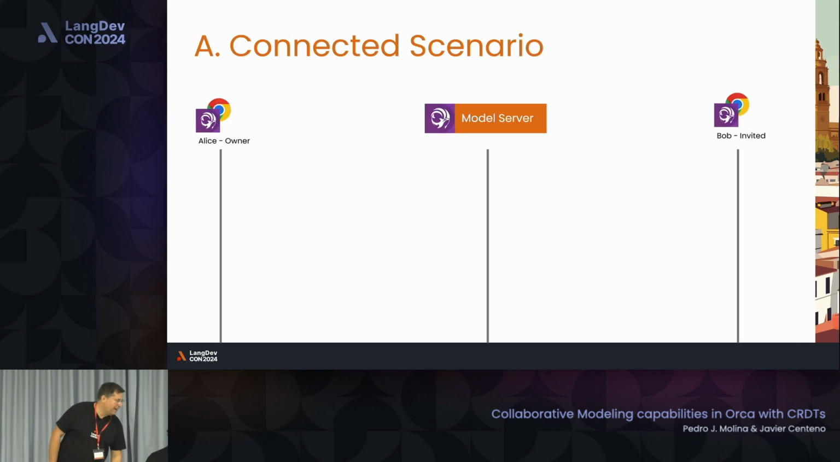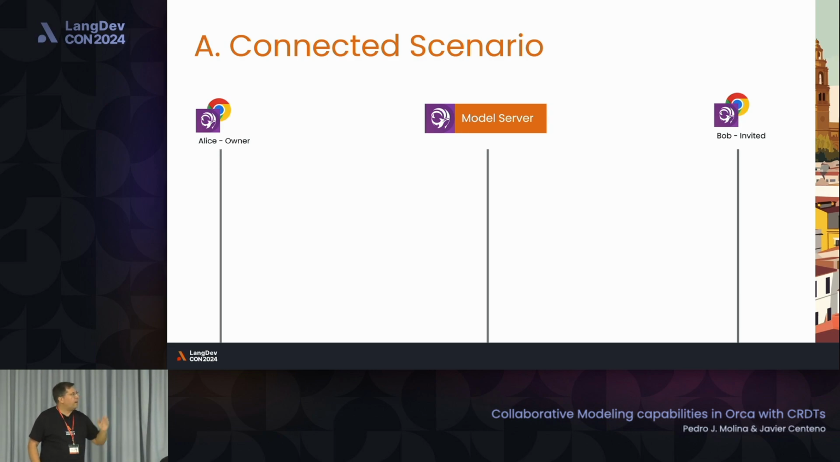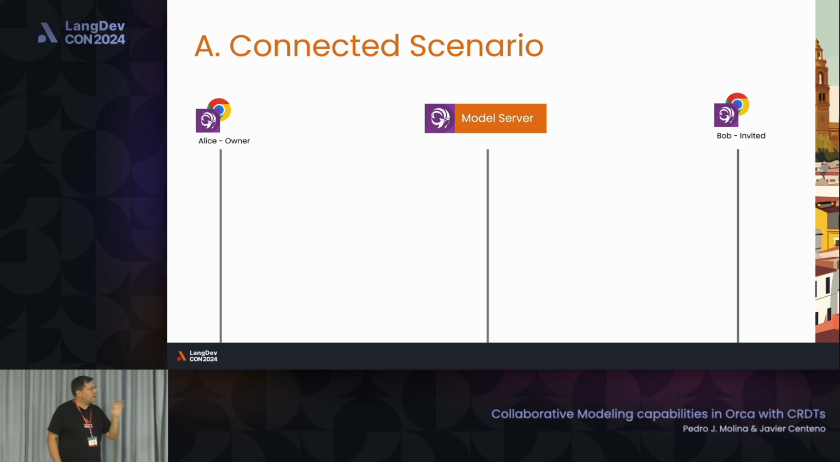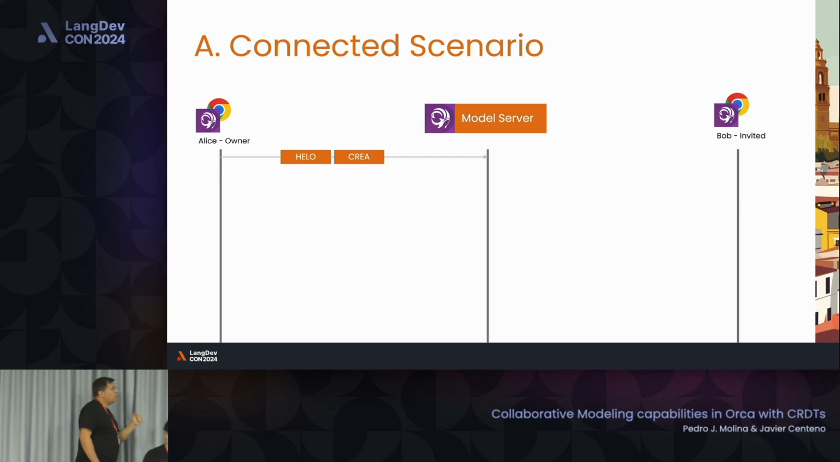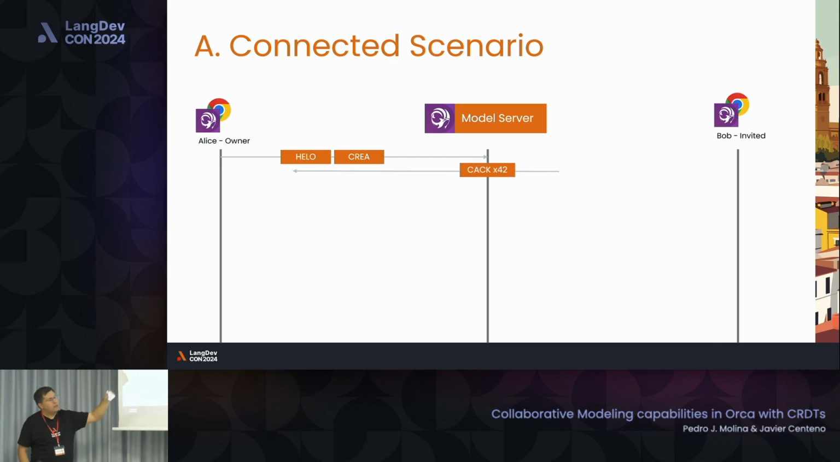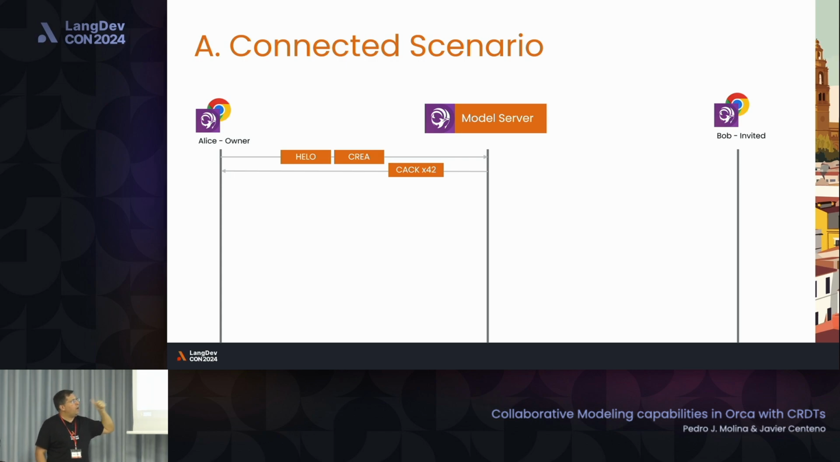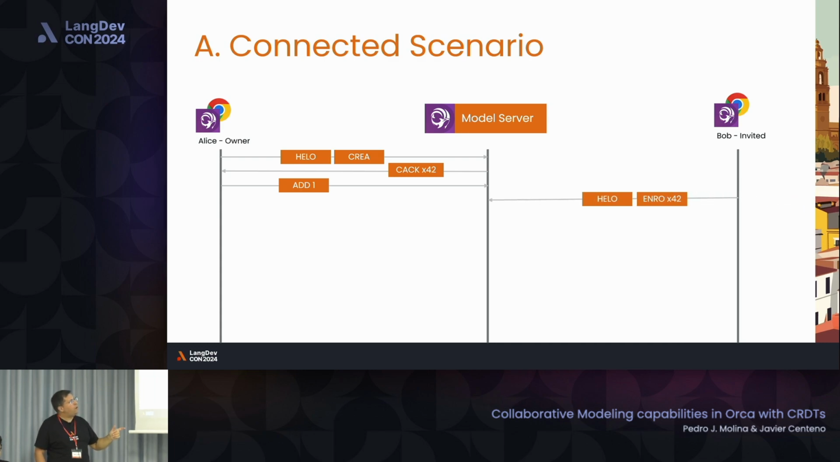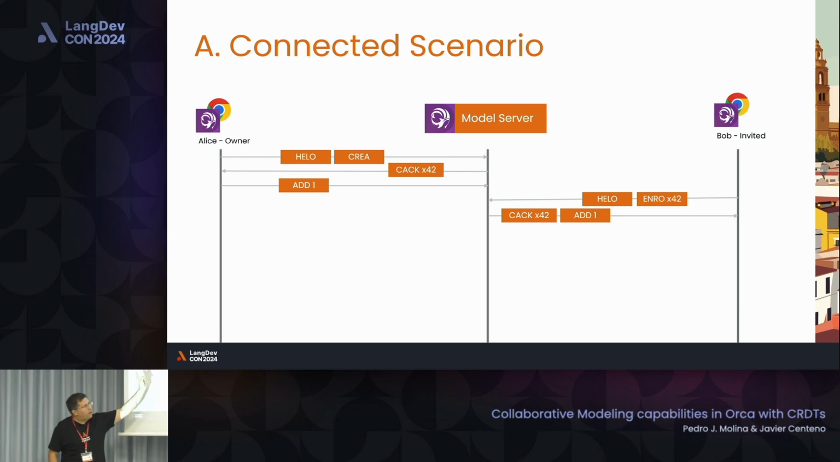Let's suppose we have a sequence diagram. Let's suppose that Alice decided to create a connection: hello, create a space for collaboration, please. The model server says, okay, your room is number 42. Now we start adding things as we did before, and then Bob connects: hello, I want to enroll in room number 42. So we have confirmation, and all the changes that we already have are ready for Bob.